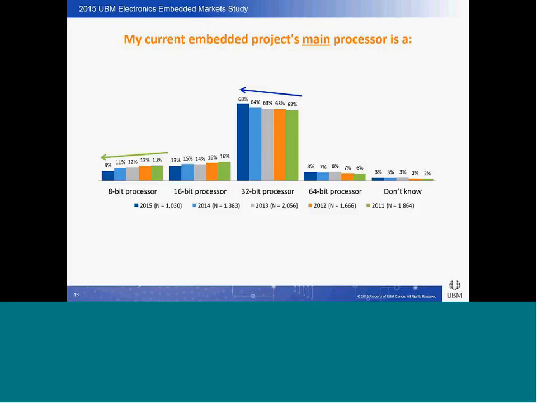And what's happening now is that most of the bricks are using 32-bit processors, and the use of them is increasing, whereas the use of 8-bit and 16-bit processors is decreasing. The reason is that designs are getting more complex, and the cost of 32-bit processors is getting closer and closer to the smaller processors. 64-bit processors, even though they are increasing, are not quite as much in the market as 32-bit processors.